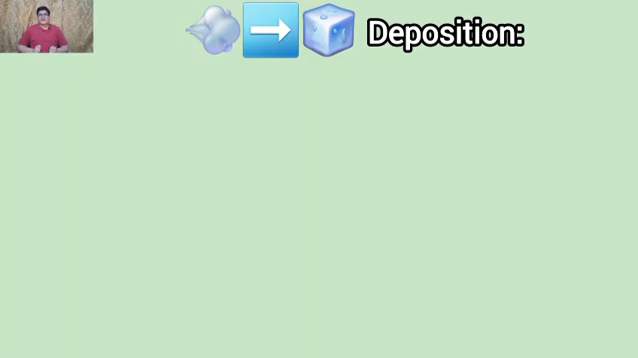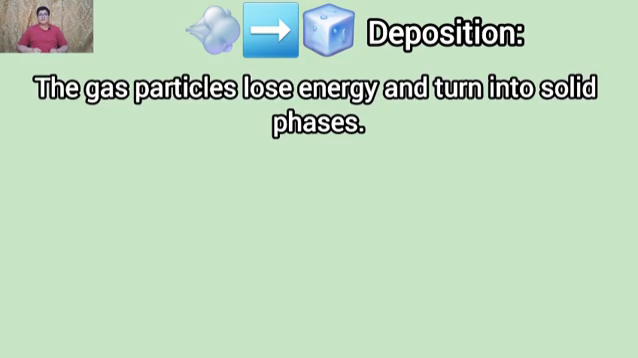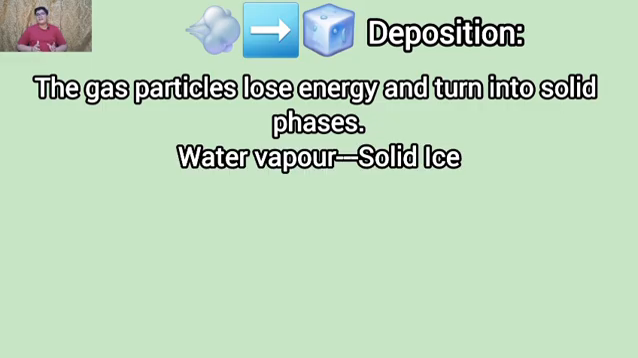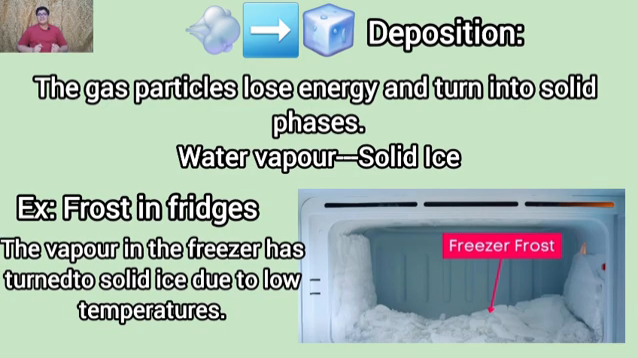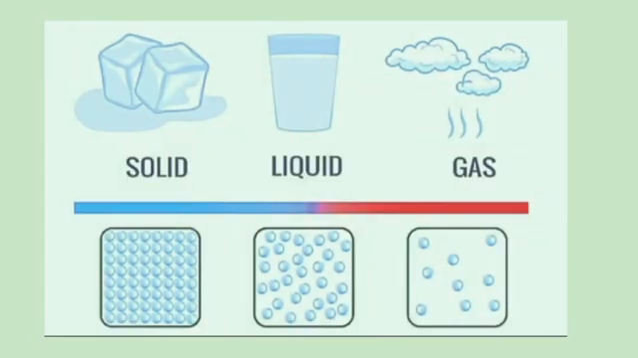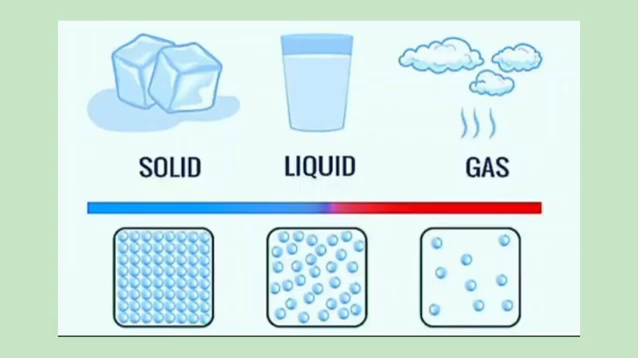Deposition is the process when a gas directly turns into a solid without passing through the liquid phase. For example, water vapor in the air, which is a gas, can directly turn into ice, such as when frost forms on cold surfaces. In your fridge, you can notice that some ice forms on the surface, which is known as frost. So frost is an example of deposition, which has converted the gas directly into a solid. Let me tell you another thing about the changes of state.